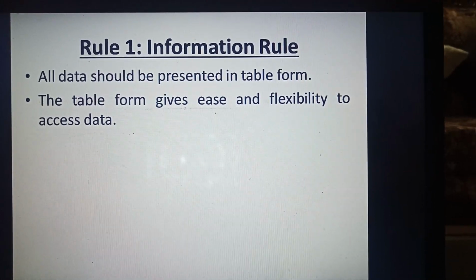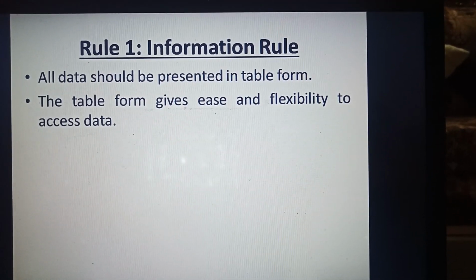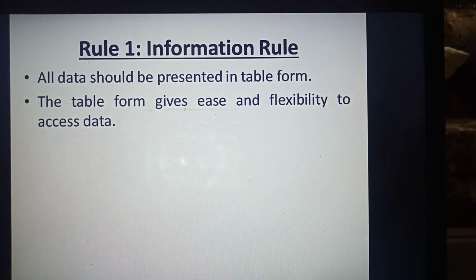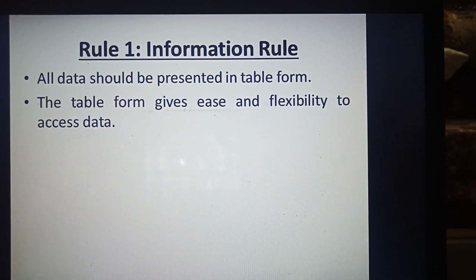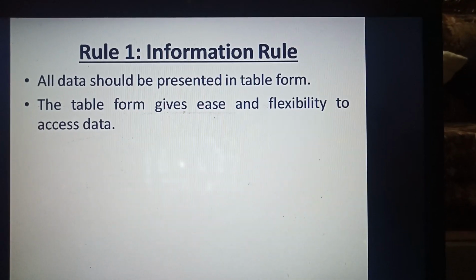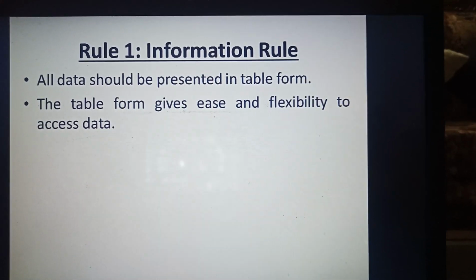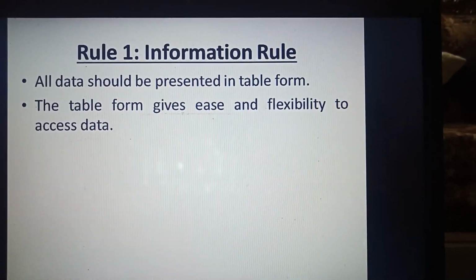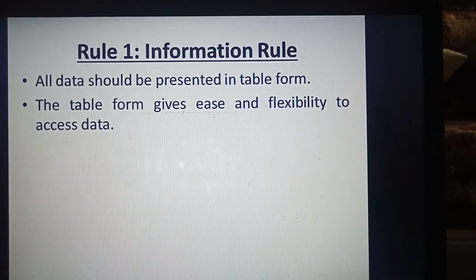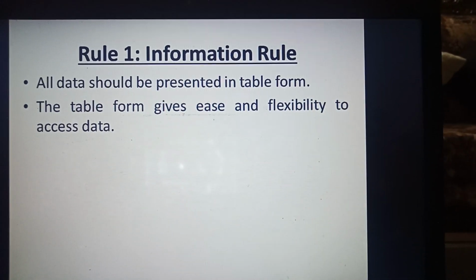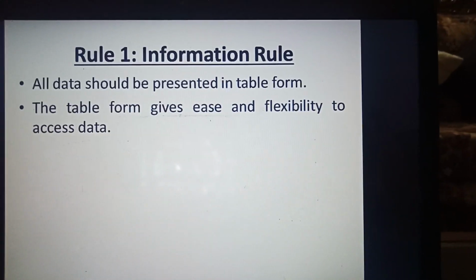This rule is known as information rule, and it states that all data should be presented in table form. As we have already done in relational data model, that data is presented in the form of table because the table form gives ease and flexibility to access data. When the data is arranged in a tabular form, it is very easy to access the data.